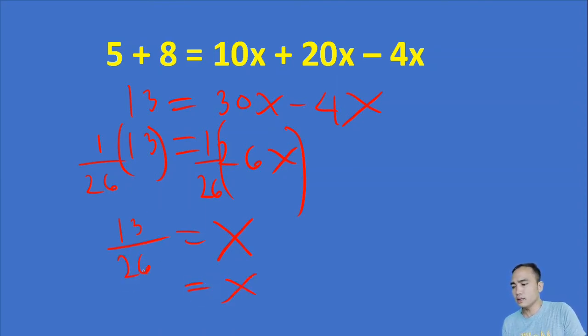Okay, so we can still put this into its lowest term. Divide both numerator and the denominator by 13. So x, 13 divided by 13 is 1. 26 divided by 13 is 2. Therefore, the value of x is 1/2.